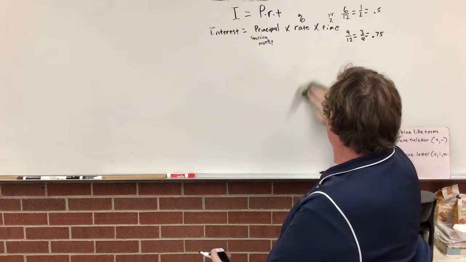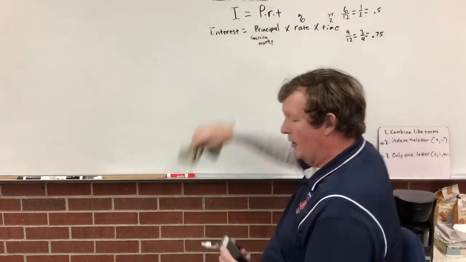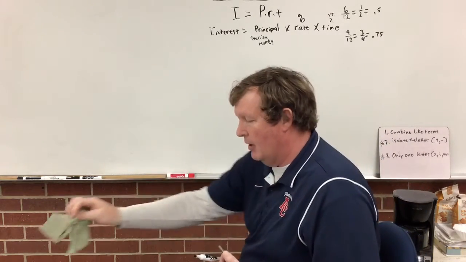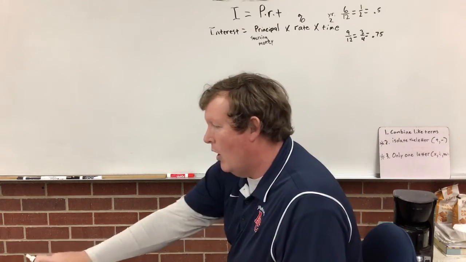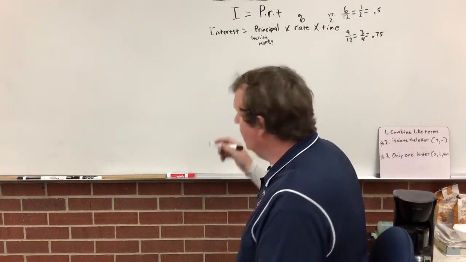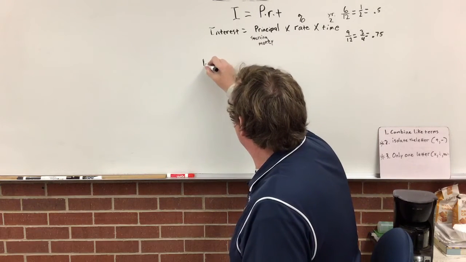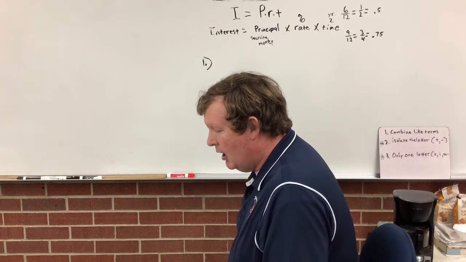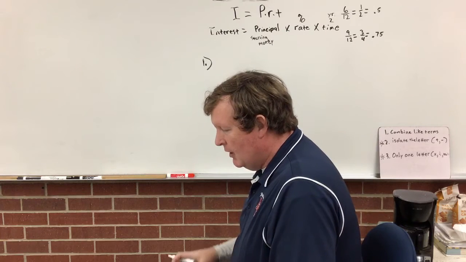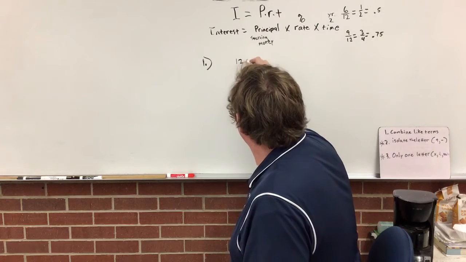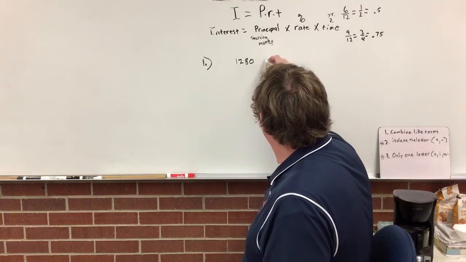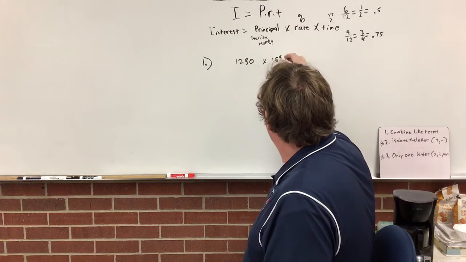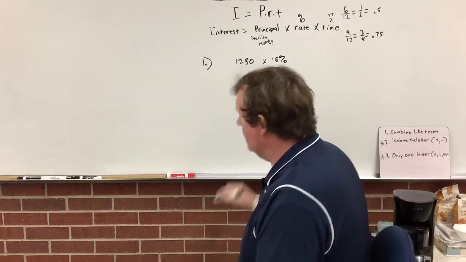All right, now that we've kind of talked about it, I'm going to leave this part up here, and I'm going to write each problem down below here. So let's look at our written exercises for today. We're doing problems 1 through 8. And here's number 1. Okay? And they give us the principal, which is $1,280. They give us the rate, which is 15%. And they give us the amount of time.